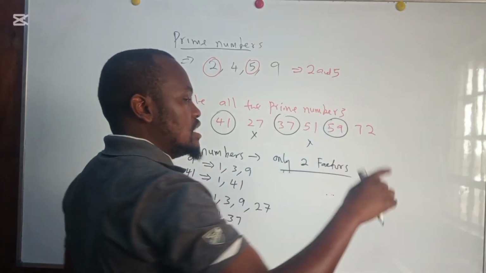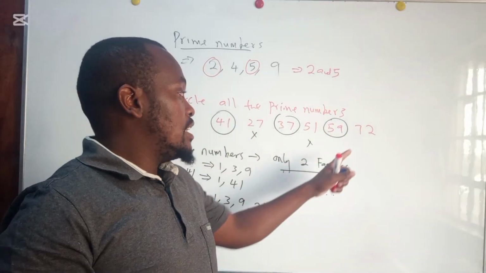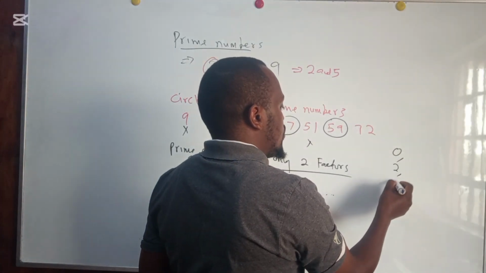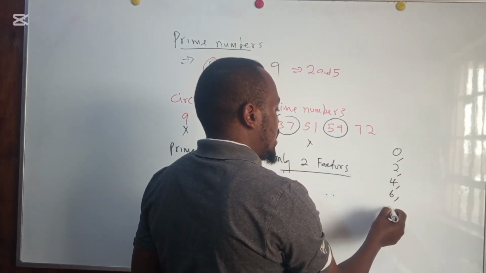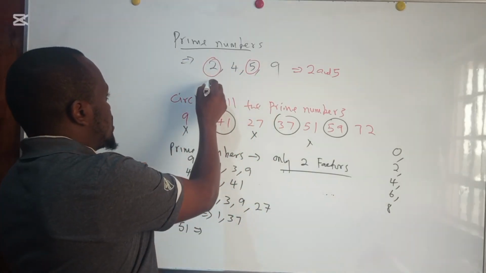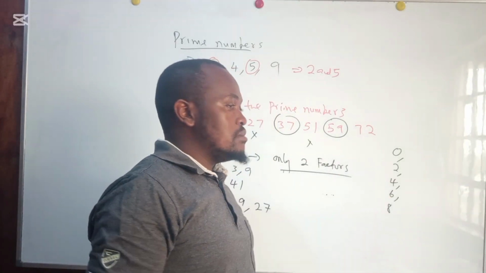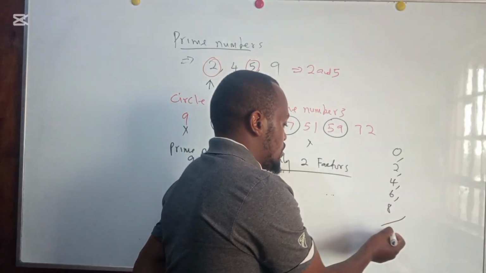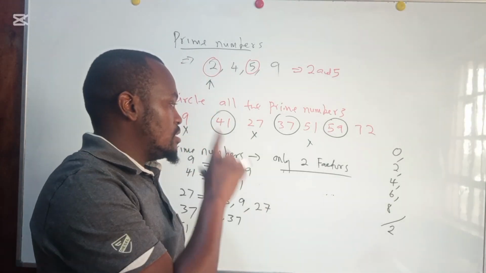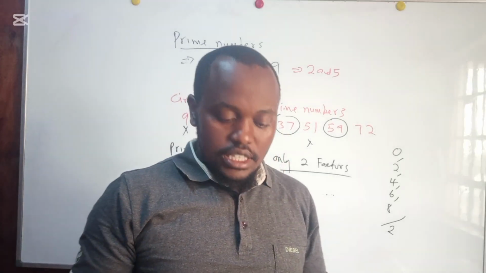72, the moment you see a number ending with an even number, ending with 0, 2, 4, 6 and 8, just know that apart from 2 itself, which is a prime number, any other number that is even is divisible by 2. All those other numbers are divisible by 2, therefore they cannot be prime. And prime numbers are only those that have only 2 factors.